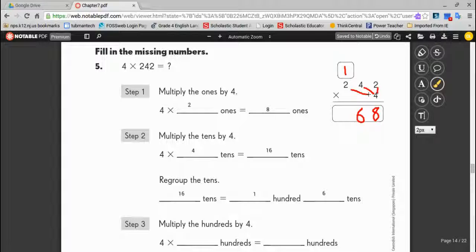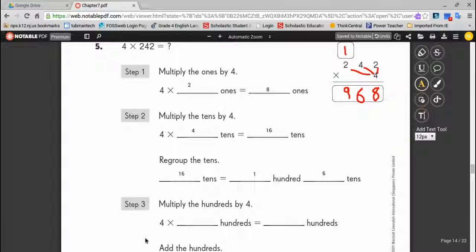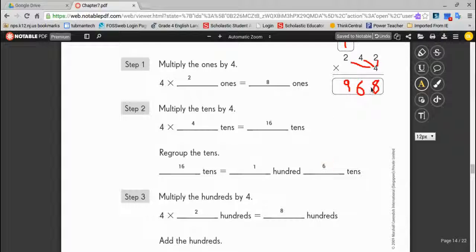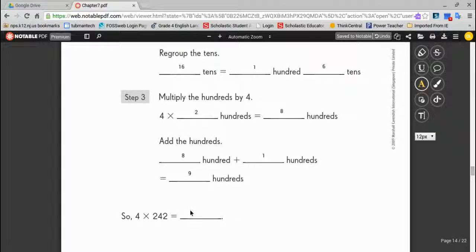Alright, and the last step, 4 times 2. We know 4 times 2 is 8, but we have to add that 1 more on top. So 4 times 2 is 8, plus 1 more is 9. And that's our hundreds. So 4 times 200 equals our 800s. And again, we have to add that 1 more in. So 800 plus that 1 more we had before equals our 900, and we get our final answer, 968. So our final answer is 968.